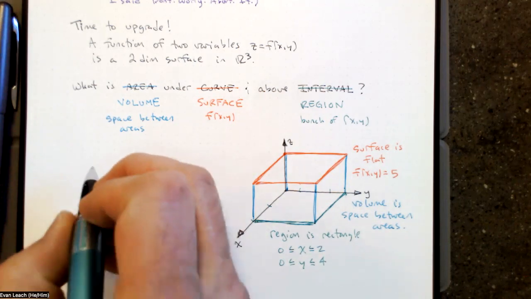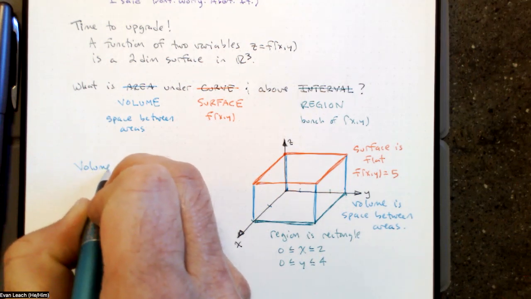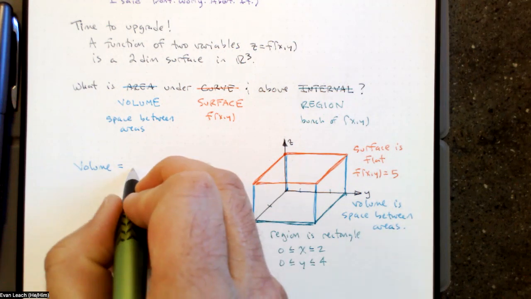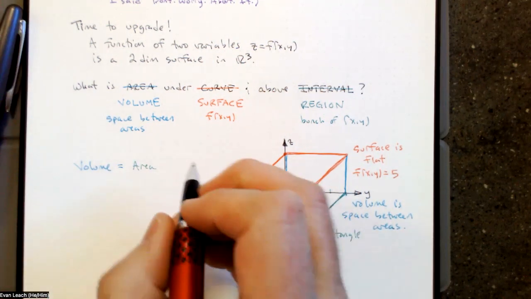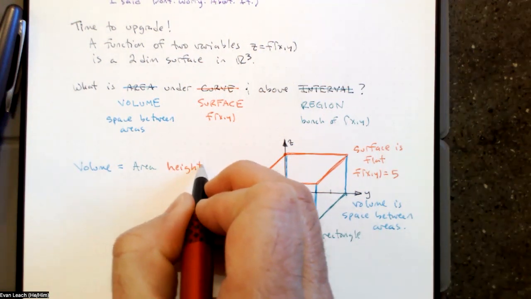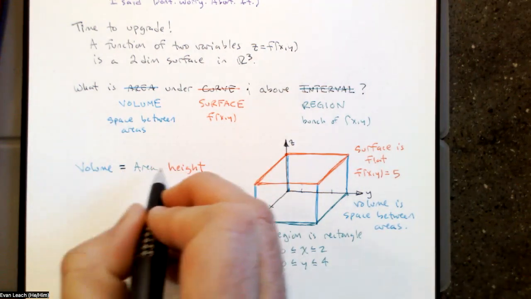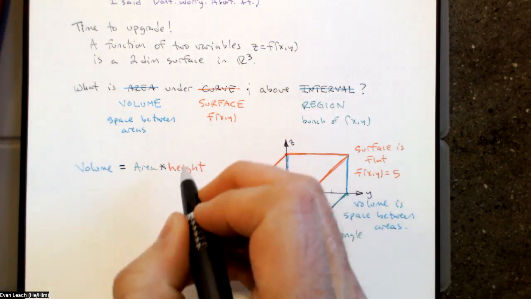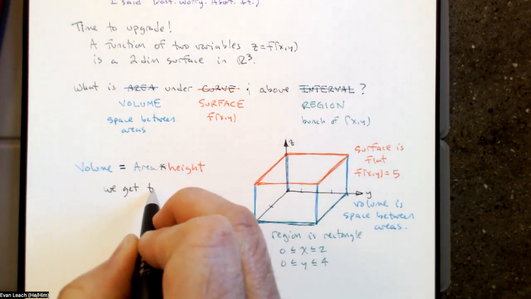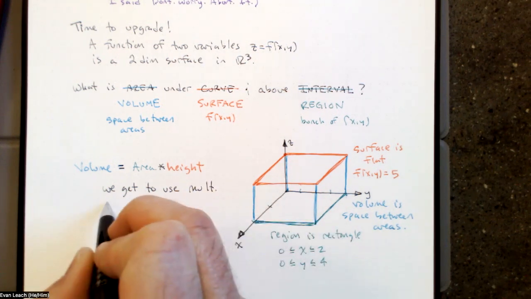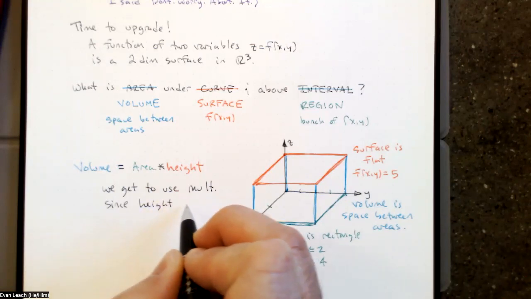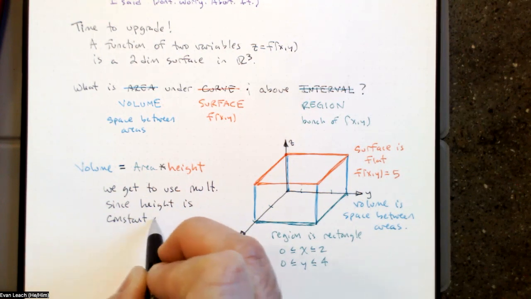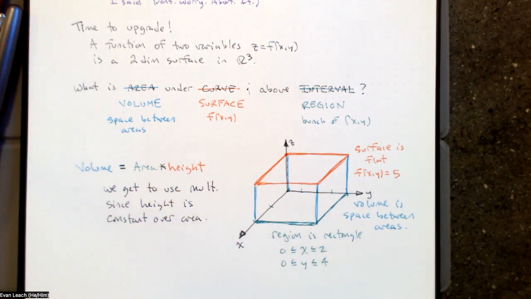In this case, we get to use volume is equal to the cross-sectional area multiplied by the height. We get to use multiplication because our height is constant over the entire area.